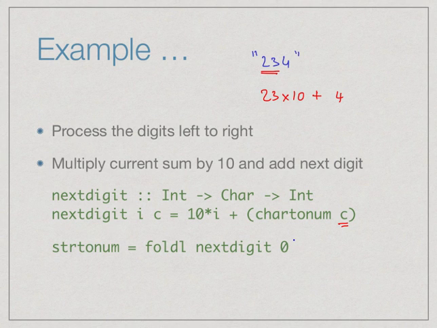And now if we start with the base value 0 and go from left to right, then the first step is to convert the character 2 to the number 2, so I will get 2. Then the next time I will take 2 times 10, 20, and add 3, so I'll get 23. Then I'll get 23 times 10 and add 4, and I'll get 234. So this is an example where you would fold the function from the left to the right.